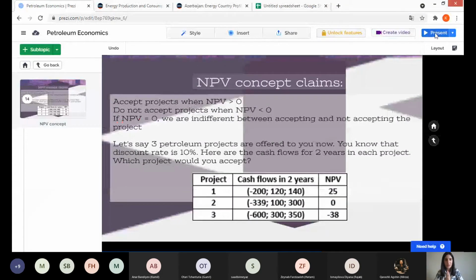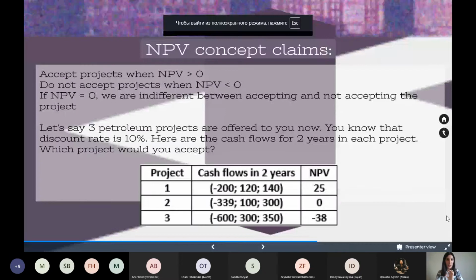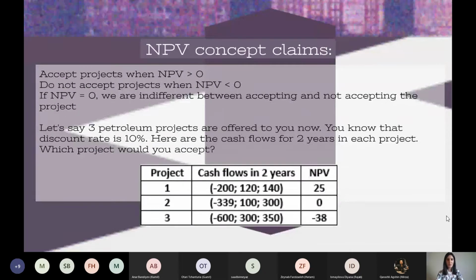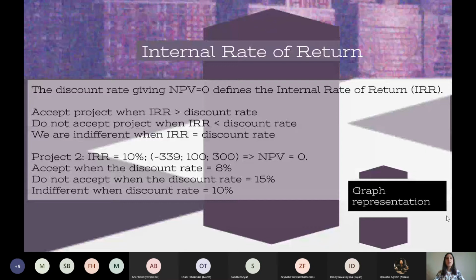Now we are going to look at another concept, which is IRR, or internal rate of return. Don't worry, it's not hard. Internal rate of return is the discount rate when NPV is 0. So you accept your project if the internal rate of return is more than the discount rate you found. If the internal rate of return is less than the discount rate you found, you don't accept the project.